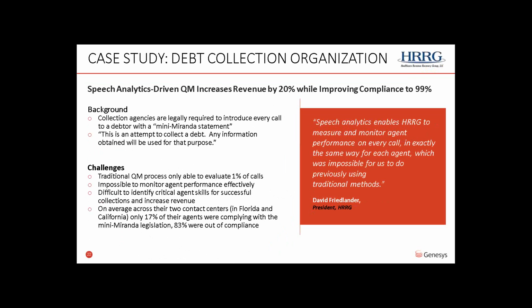Unfortunately, as is quite common, as we've discussed, their traditional quality process was only able to evaluate around 1% of their calls, which made it really impossible for them to effectively monitor their agent performance, and very difficult to identify which agent skills were critical for successful collections. And on average, across their 2 contact centers, only 17% of their agents were complying with the mini-Miranda legislation, and 83% were out of compliance.